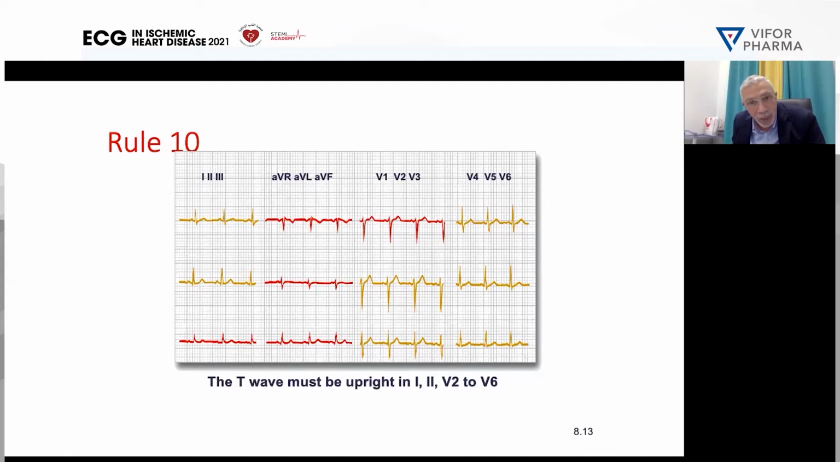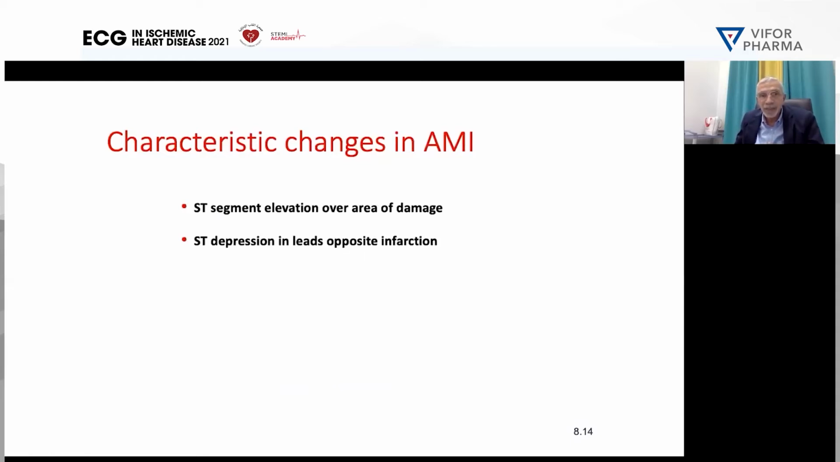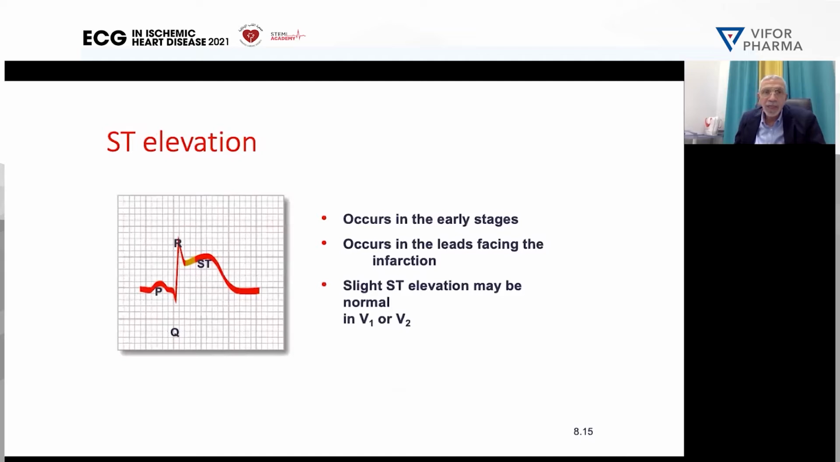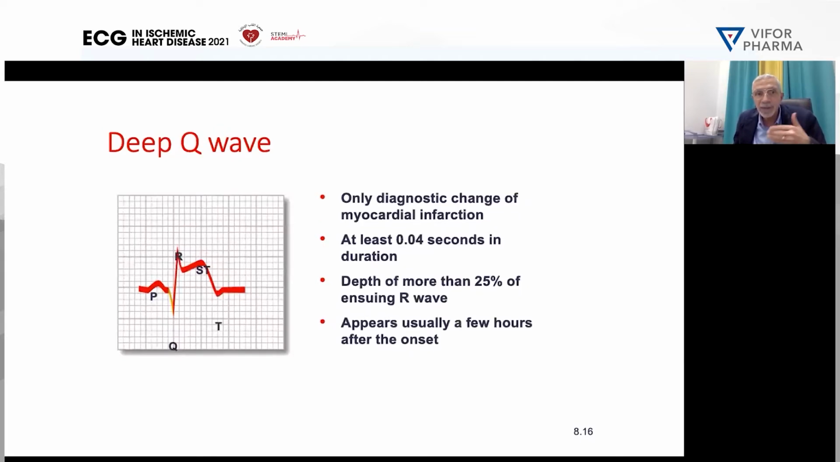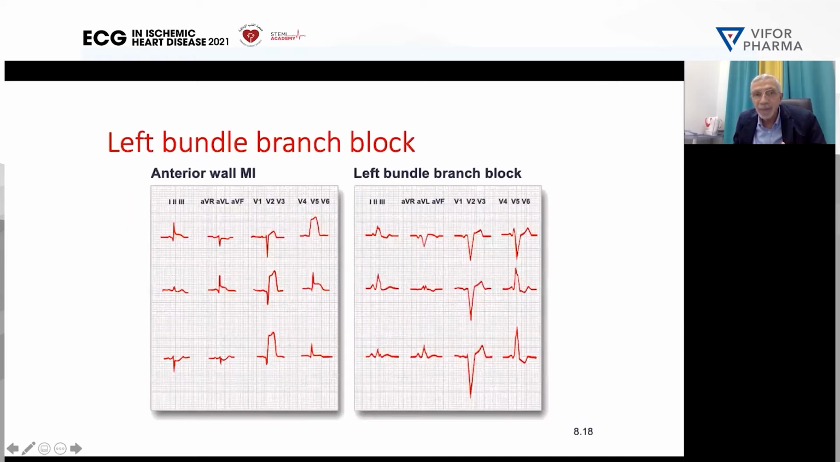Rule number 10, the final one, T wave must be upright in lead 1 and lead 2 and from V2 to V6. So the characteristic changes in acute MI are ST segment elevation and ST segment depression in the leads opposite to that, which means reciprocal change. Dr. Zubaydi will show you some cases, pathological Q wave and reduced R wave and inverted T wave. So this is quickly the ST segment elevation over time. By time, there is a drop and the Q wave starts to appear, then the Q wave becomes more prominent, and the ST segment is depressed by time.